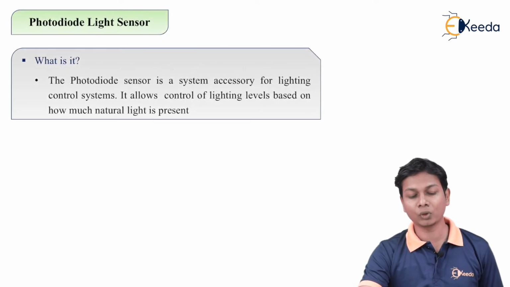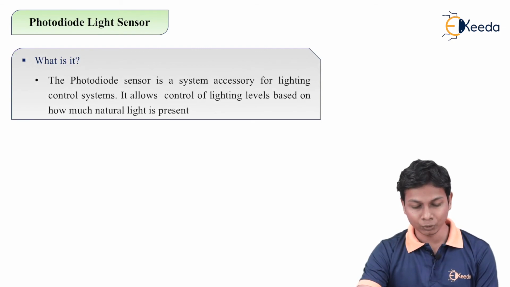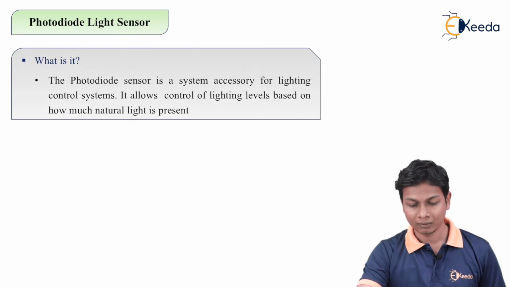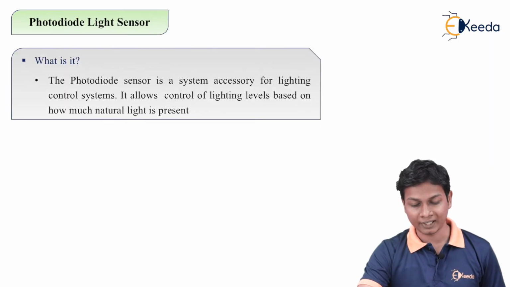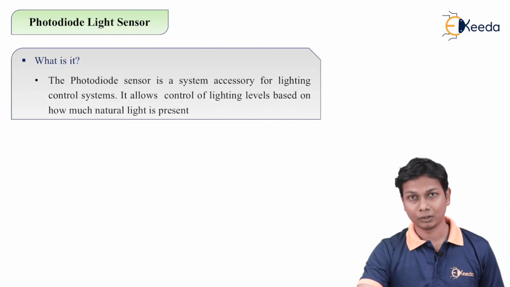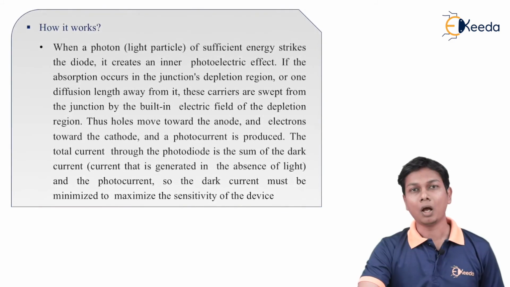Now we will move to the photodiode light sensor. How will it be used, and what is the principle behind it? The photodiode sensor is a system accessory for the lighting control system. It allows control of the lighting level based on how much natural light is present. So depending upon natural light, not artificial light, the photodiode light sensor works. Now, how is it working?